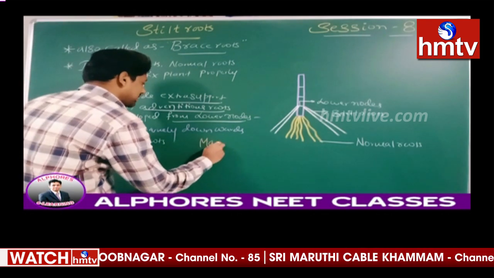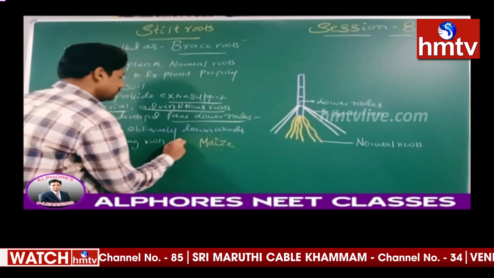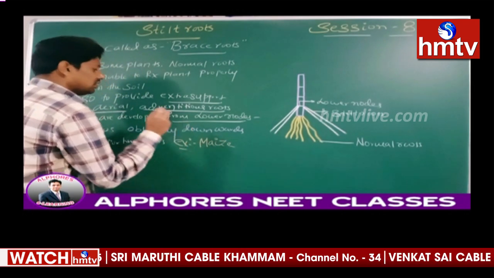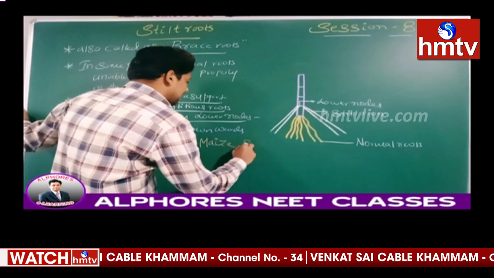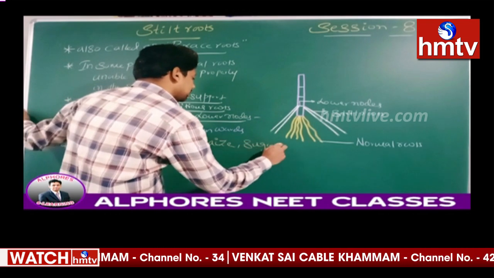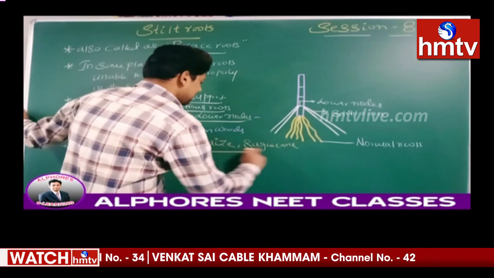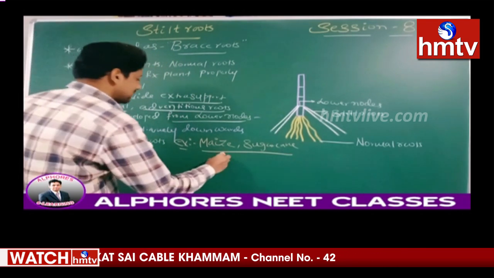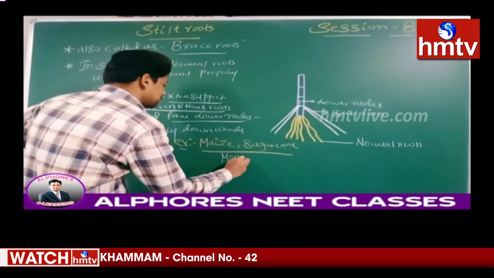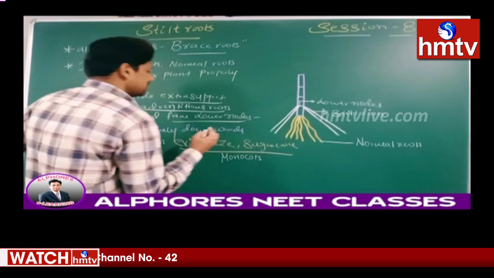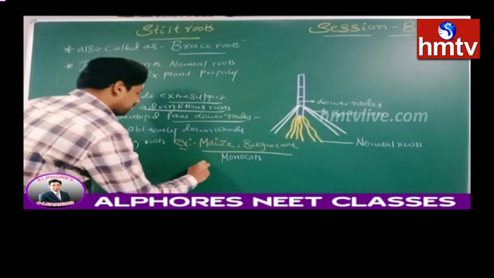Examples. Number 1, maize. Second one is sugar cane. Sir, are maize and sugar cane dicots or monocots? These two are monocots. Go for the next example.